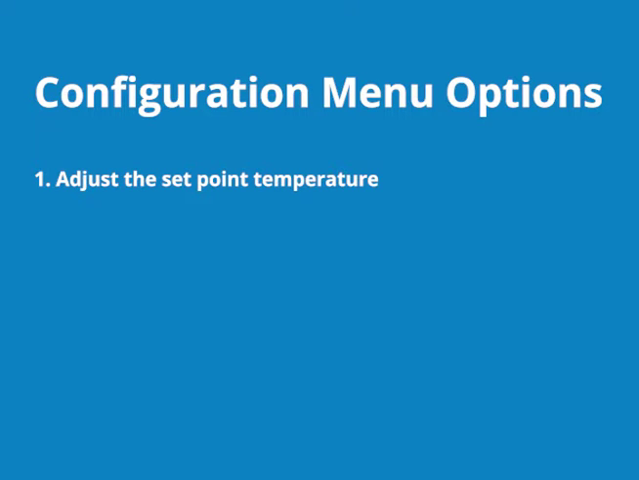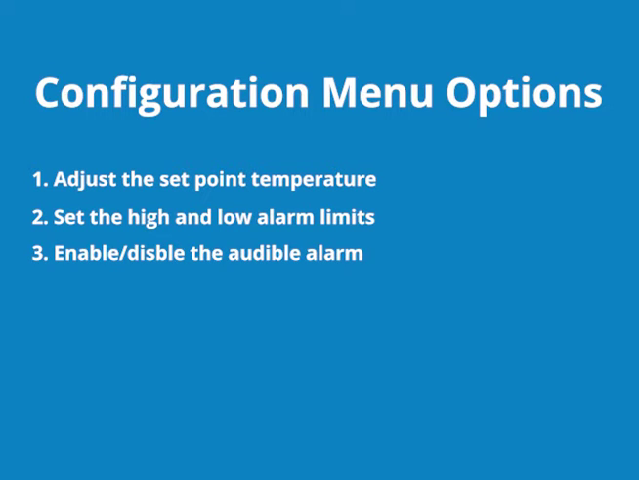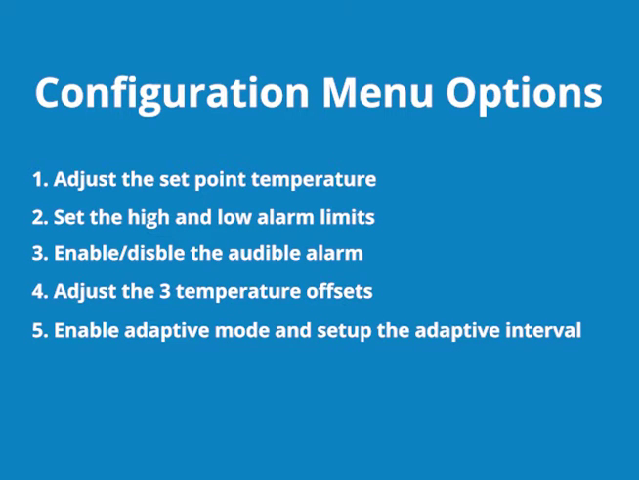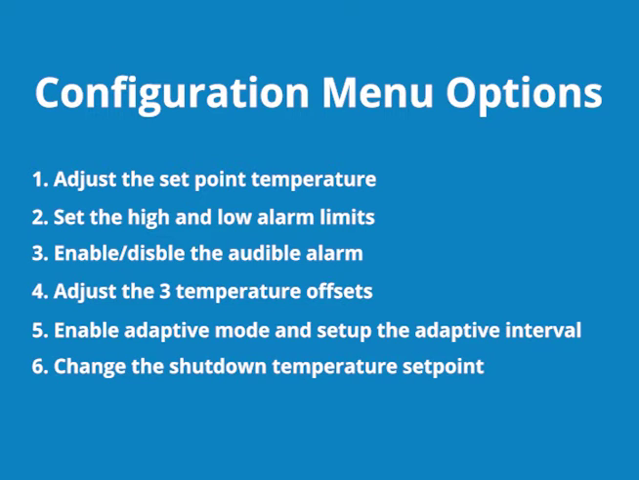Adjust the set point temperature. Set the high and low alarm limits. Enable or disable the audible alarm. Adjust the 3 temperature offsets. Enable adaptive mode and set up the adaptive interval, or change the shutdown temperature set point.